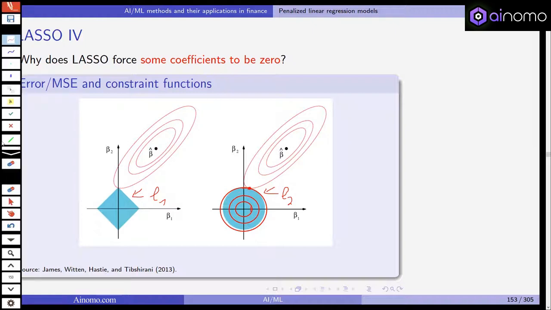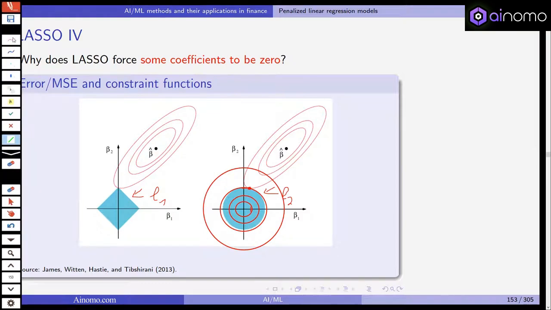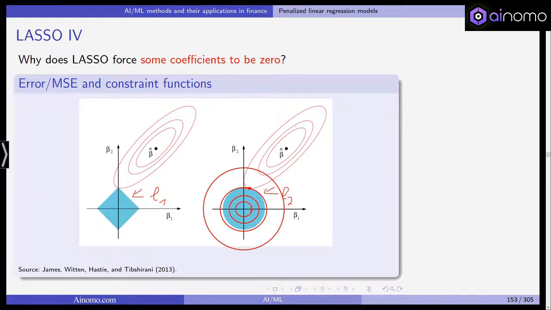Same if we increase our tuning parameter, then obviously if we have a larger sphere centered around 0, it touches probably a contour plot that looks like this, and then we would get non-zero coefficients, beta 2 and beta 1.